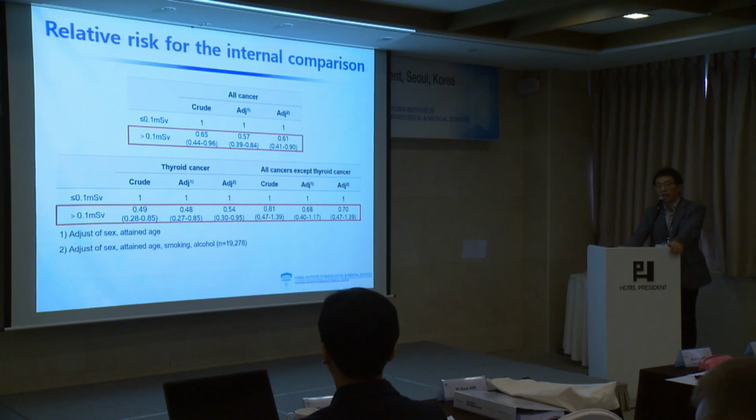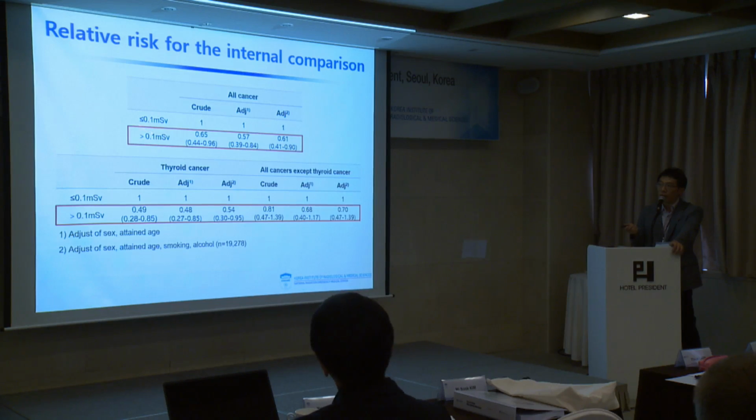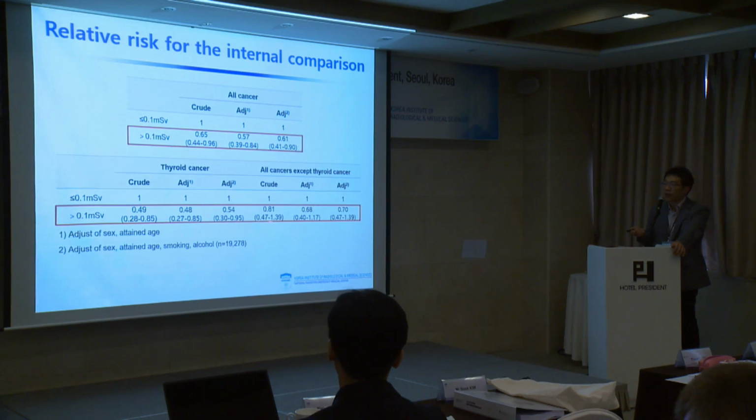Now we're going to look at how thyroid cancer or solid cancer differs depending on radiation dose. For the preliminary analysis, we just divide into two groups. The control group is people exposed to less than 0.1 millisievert of cumulative dose, and the others are the exposed group. As you can see, the relative risk is smaller than in the exposed group, which means that there might be dose dependence in cancer risk. Thyroid cancer gives the same result as well, and all cancer except thyroid cancer shows a similar result.